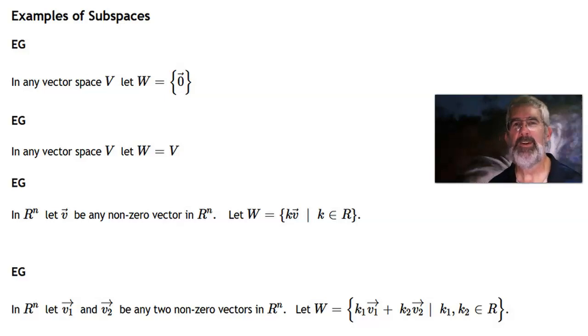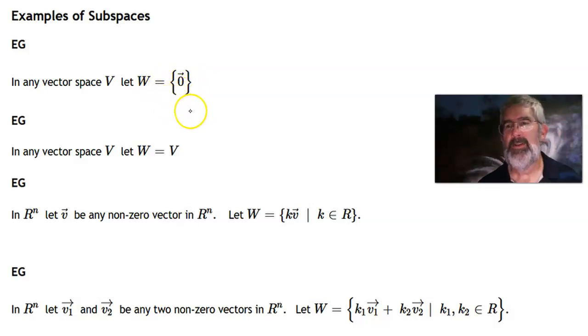In this video, I want to take a look at examples of subspaces. It turns out every vector space has at least two subspaces. The first one is what we call the zero subspace. For any vector space V, let W be the set which contains just the zero vector.